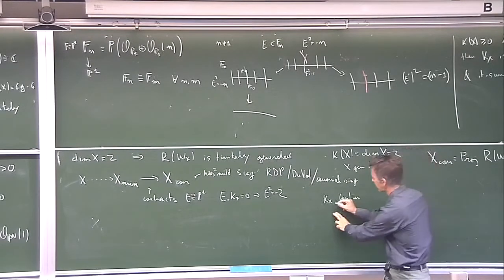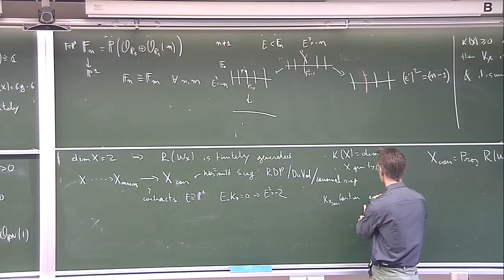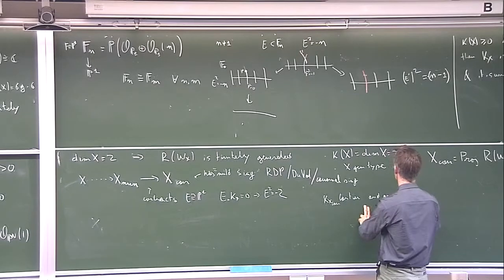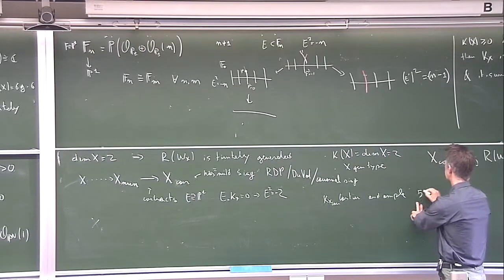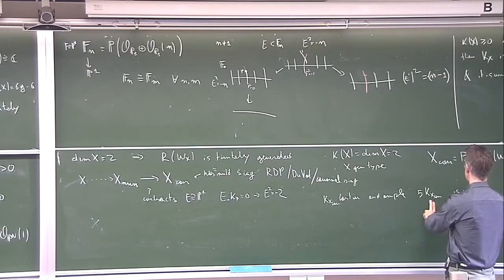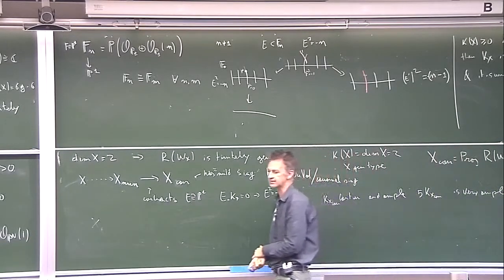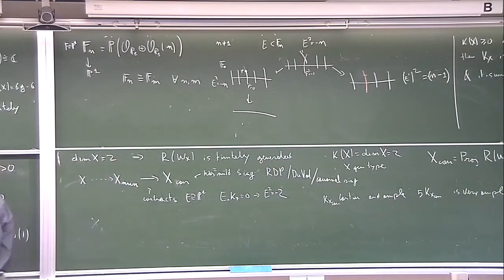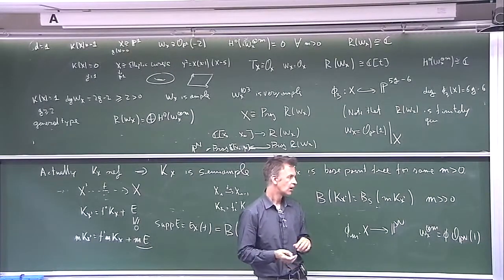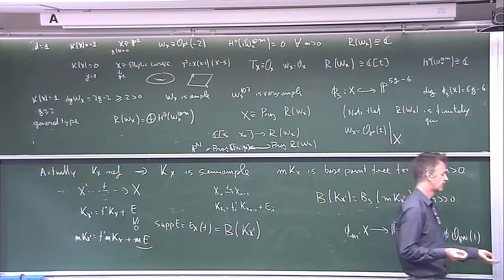But K_X canonical is Cartier. And in fact, of course, it's ample. And in fact, I believe 5 times the canonical class for a surface is very ample. Remember, for a curve, you just needed 3 times the canonical class, but for a surface, 3 times the canonical class is no longer enough to get a very ample divisor. OK, so that finishes the story for surfaces, at least the part of the story that I want to mention.